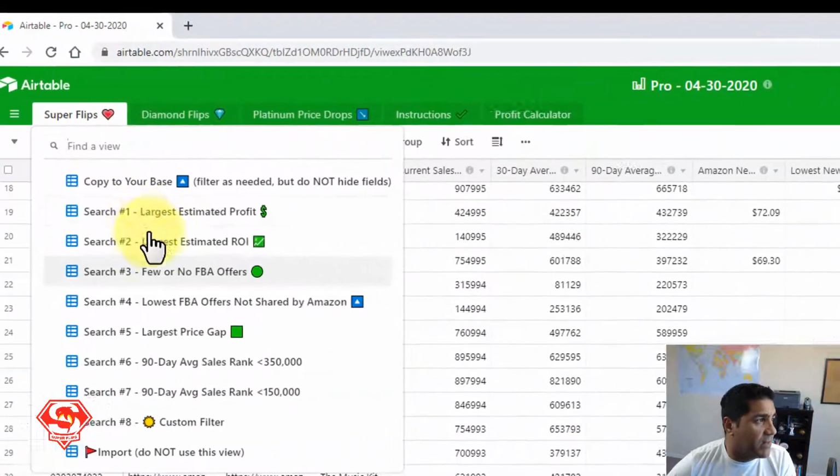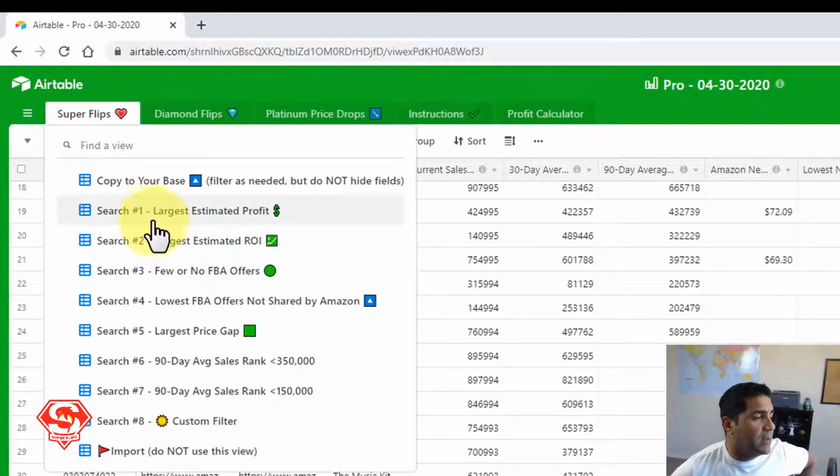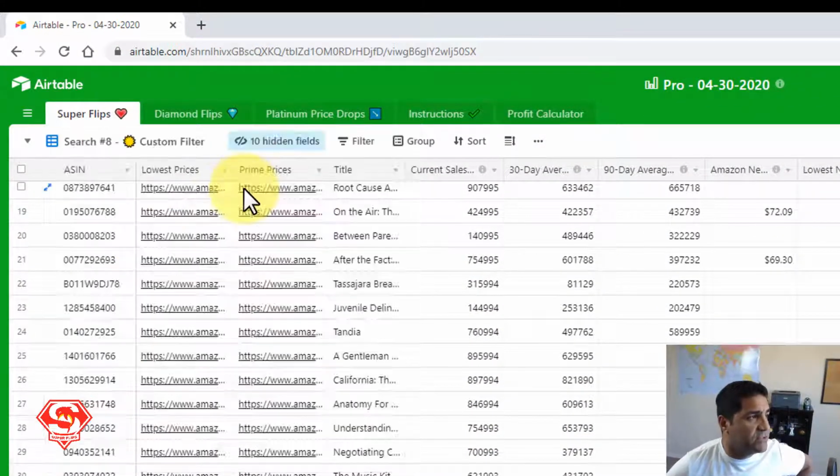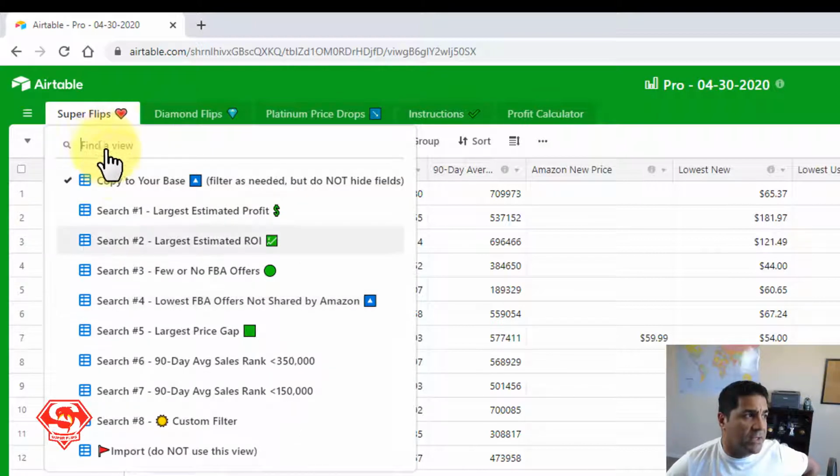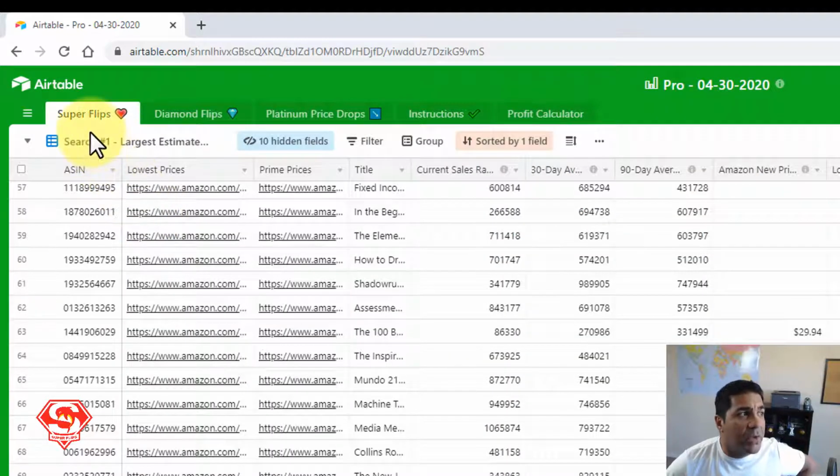Let's find some books. All right, so let's jump in. I'm going to go with search number 1. Now, just as a reminder again, you really don't want to use this first one. It says copy to your base, right? So that is for option 2. You just want to click on some of these searches. Let's do number 1, estimated profit. So when you click on these, you're going to see some different fields.